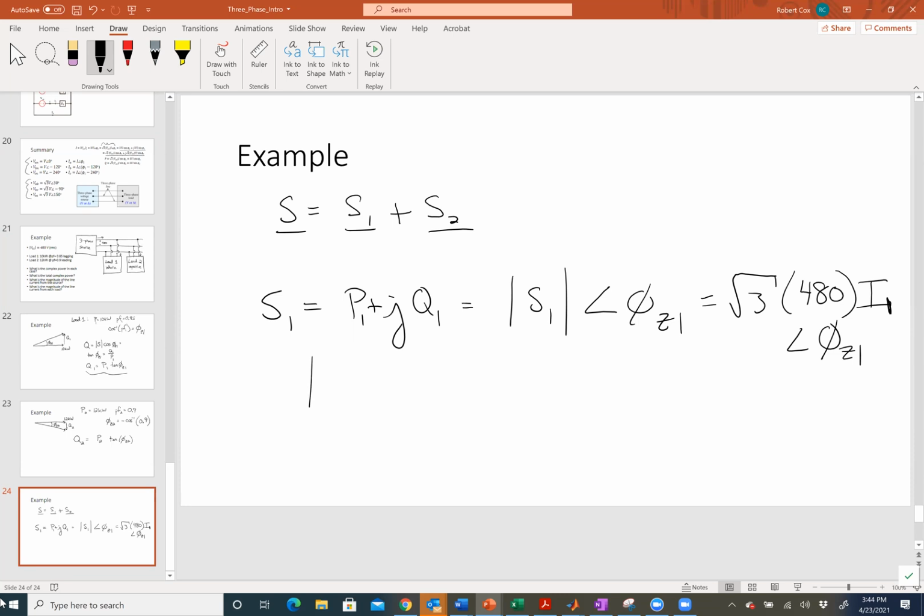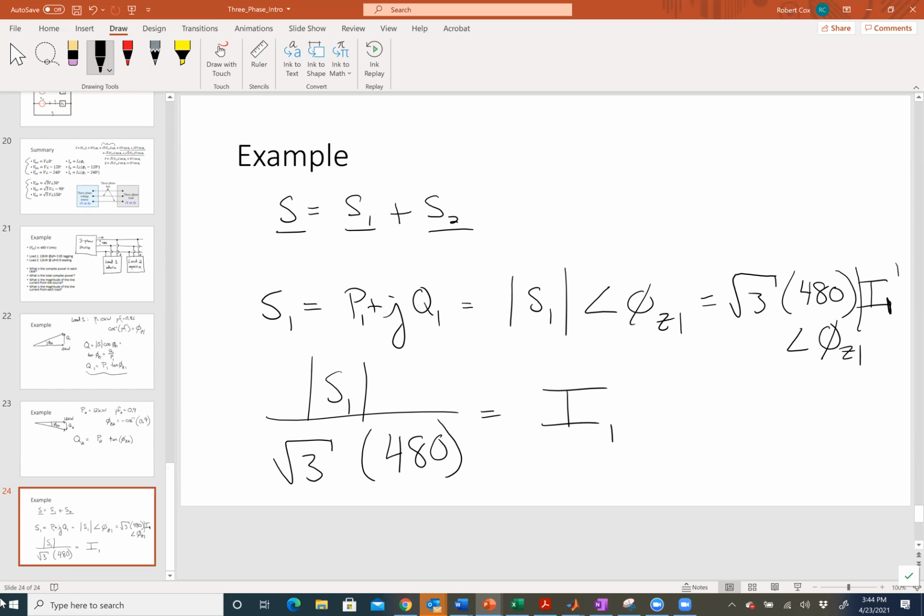How do I figure out the magnitude of that current given that relationship? Magnitude of S divided by square root of 3. Magnitude of S1 divided by square root of 3 times 480 is equal to I1, right? The magnitude of I1. You guys follow that? Well, I'm just looking for magnitudes here, right? Maybe to make that clear, I'll write that in terms of magnitudes, so it's clear. I don't need to worry about the angles here because I can do the magnitudes and the angles separately. Remember that one equation is really two equations, right? The angles have to equal on the two sides, and the magnitudes have to equal on the two sides.